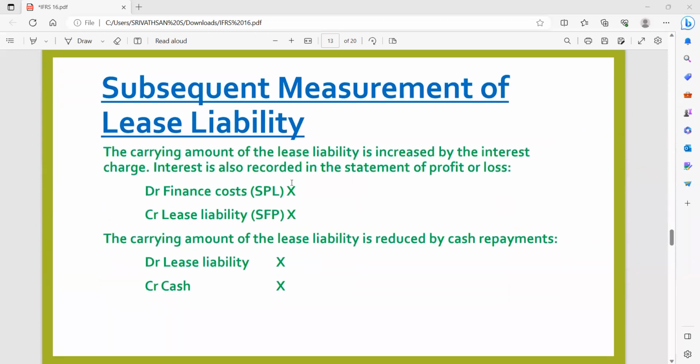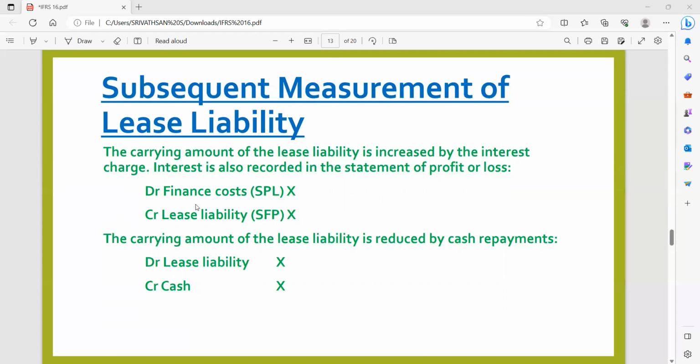So the carrying amount of the lease liability is increased by the interest charge. You need to calculate the interest by applying the interest rate to the lease liability. You will understand it better when we start solving the example below. So the lease liability will increase with the interest charge, and you need to pass this journal entry for the same. That is, debit finance cost. This finance cost is nothing but the interest expense, and credit lease liability.